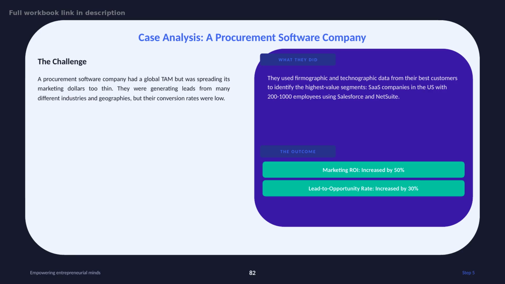So they pulled firmographic and technographic data from their actual best customers and found a real pattern. SaaS companies in the US, 200 to 1,000 employees, running both Salesforce and NetSuite. Once they focused there, marketing ROI rose 50%, and their lead-to-opportunity rate climbed 30%. The market didn't get smaller. Their aim just got sharper.